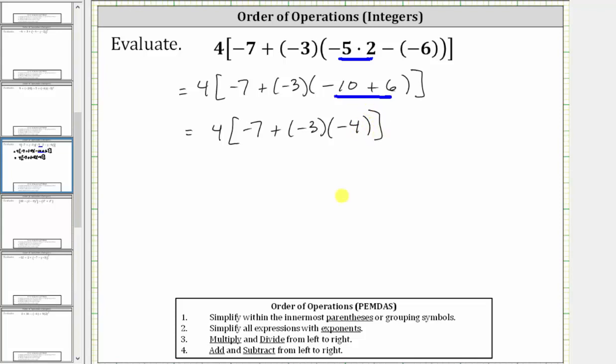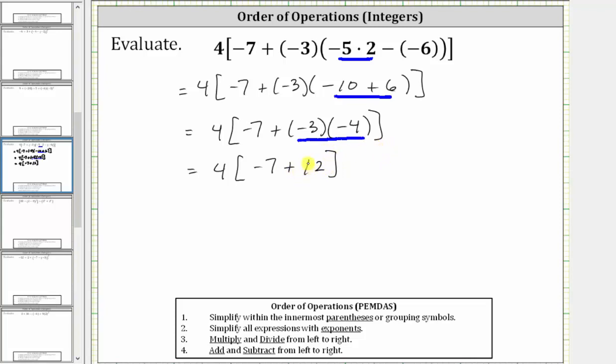Now that we've simplified within the innermost parentheses, we now need to simplify inside the brackets here. Notice how we have addition as well as multiplication, and again, because we always multiply and divide before we add and subtract, the next step is to determine the product of negative 3 and negative 4. Negative 3 times negative 4 is equal to positive 12, and therefore the expression simplifies to 4 times the quantity negative 7 plus positive 12.